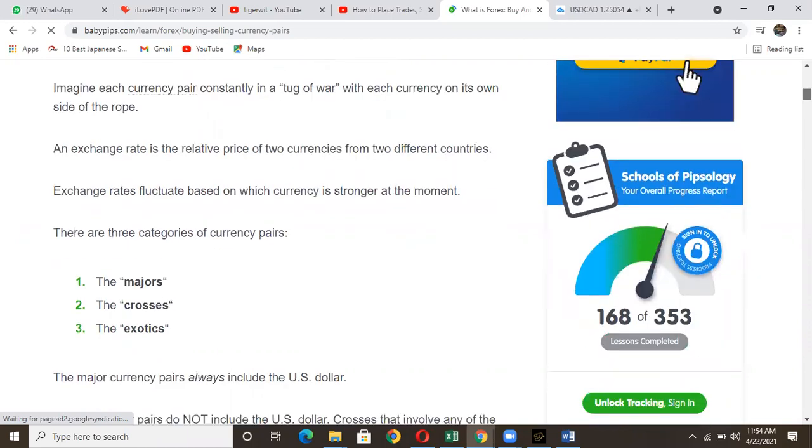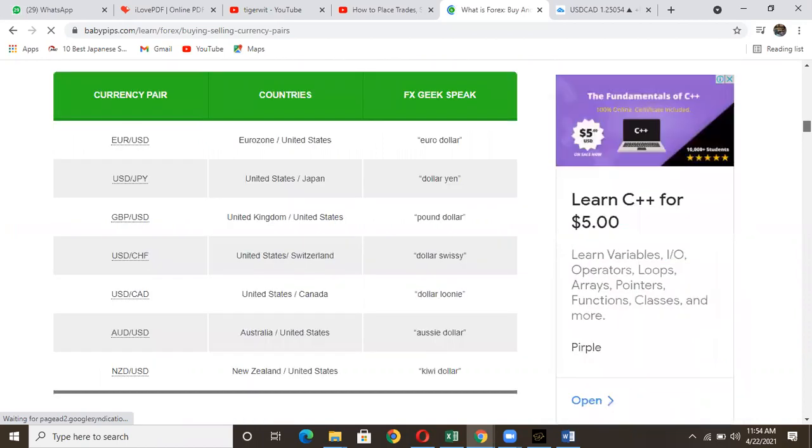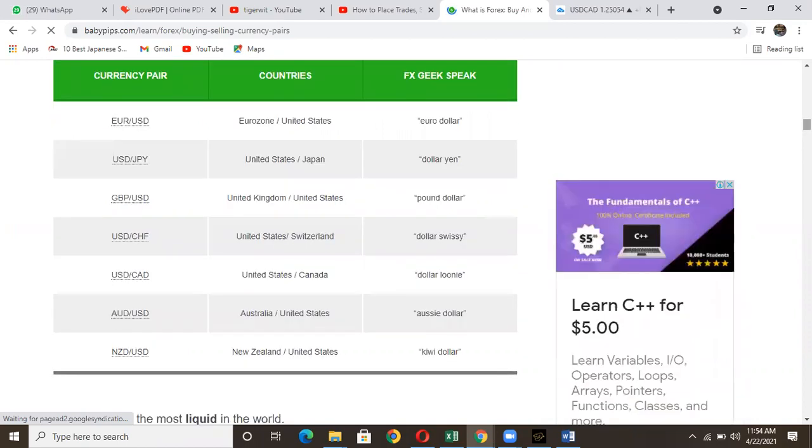So we have majors, crosses, and exotics. Majors are these ones, you can see them. These are the main pairs I'll be really focusing on in our class. The Euro USD, then the United States and Japan. Most of them are either the dollar against this country: the Eurozone against the dollar, Japan against the dollar, United Kingdom against the dollar, Switzerland against the dollar, Canada against the United States, Australia against the United States, and New Zealand. They're around 8. So we call them the majors, which is what I'll be mostly dealing with.